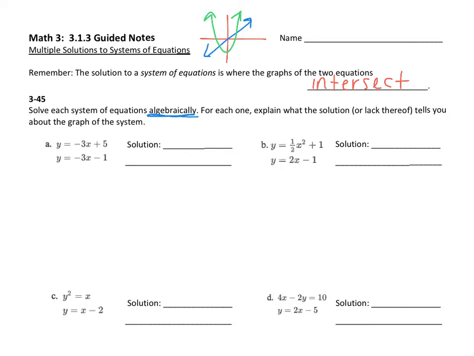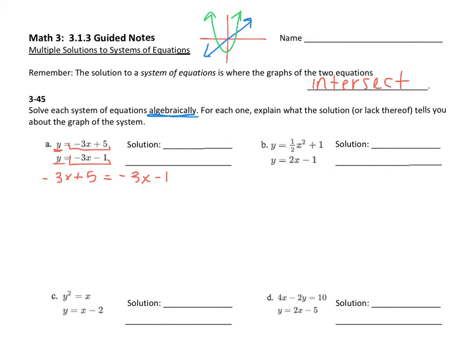Looking at this first system, I want to know where these two lines intersect. As we've done, even on the last test we did, the first step here would be to set these two equations equal to each other. So I have y equals this, but y also equals that. So if y equals both of those things, then I can just set them equal. I'll start by doing that. Negative 3x plus 5 equals negative 3x minus 1.